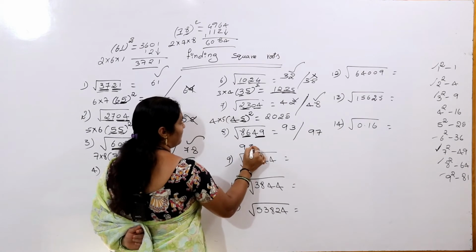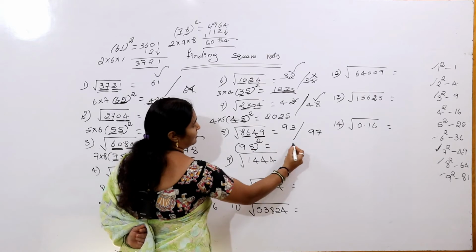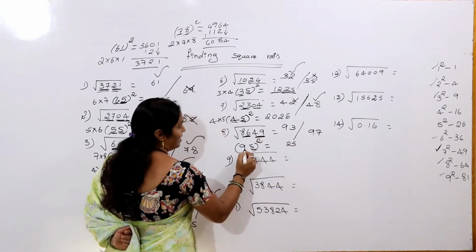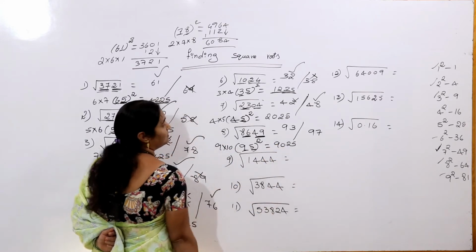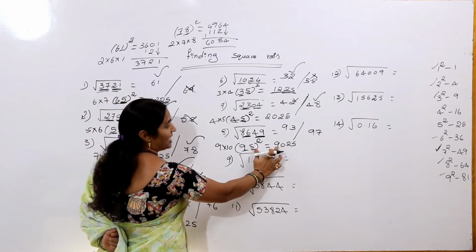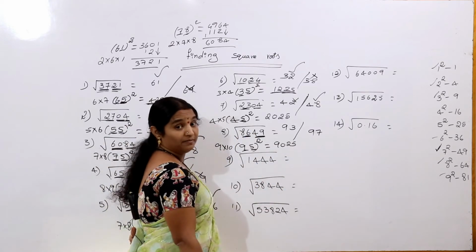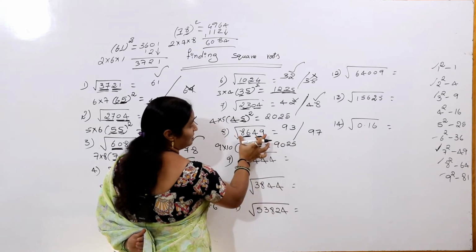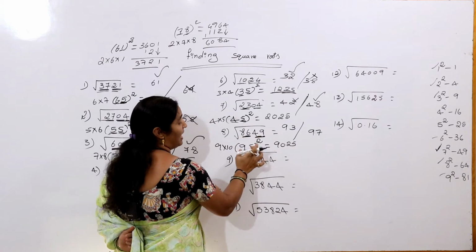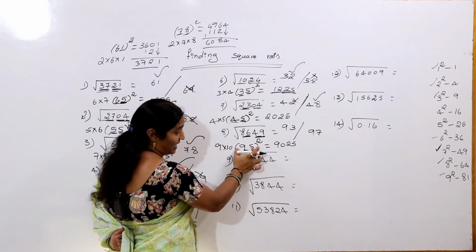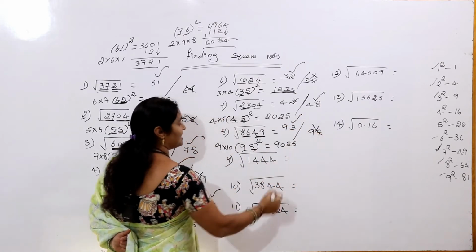Now we check for 95 square. Ending with 5 means the last two digits are 25. 9 consecutive is 10. 9 tens are 90. Here we get 9025, but in the square root we have 8649. So which one is big? This one is big when compared to this. In the square root we have the less number, hence we have to take less than 95. So less than 95 is 93, not 97.